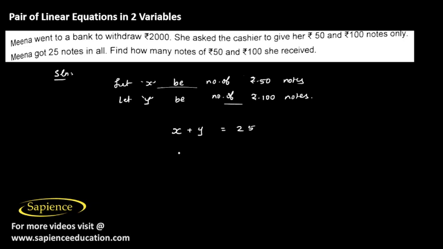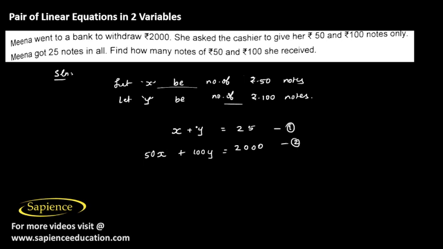Now, second equation. It is given, Meena went to bank to withdraw ₹2,000. She withdrew it in 50s and 100s. So, x number of 50 rupee notes plus y number of 100 rupee notes, and their sum should be equal to ₹2,000. These are the equations given in this question.